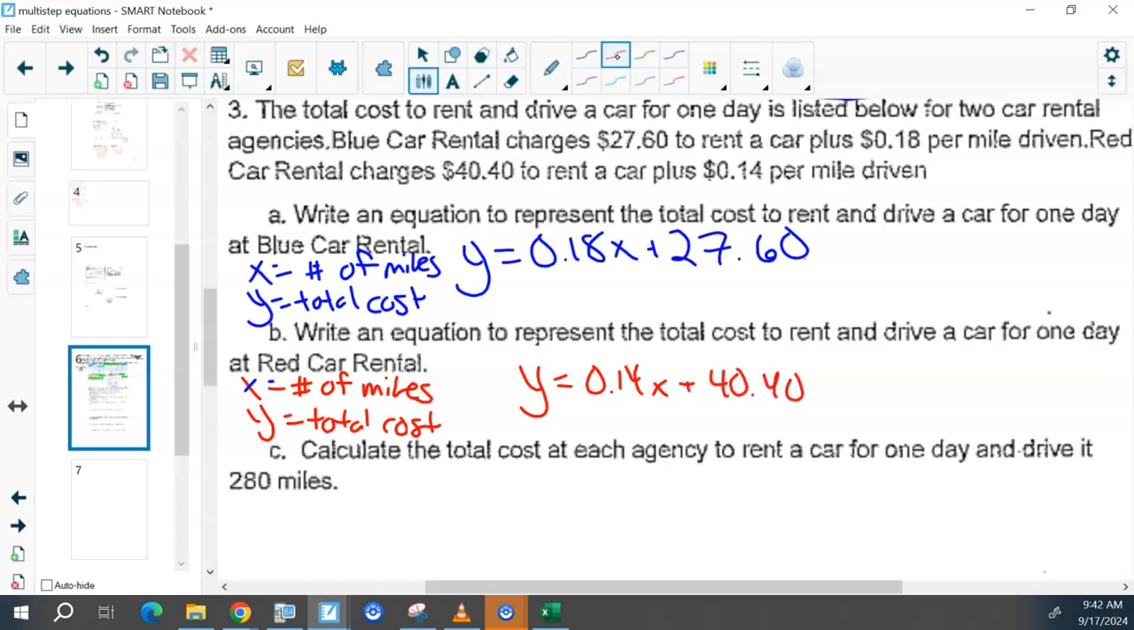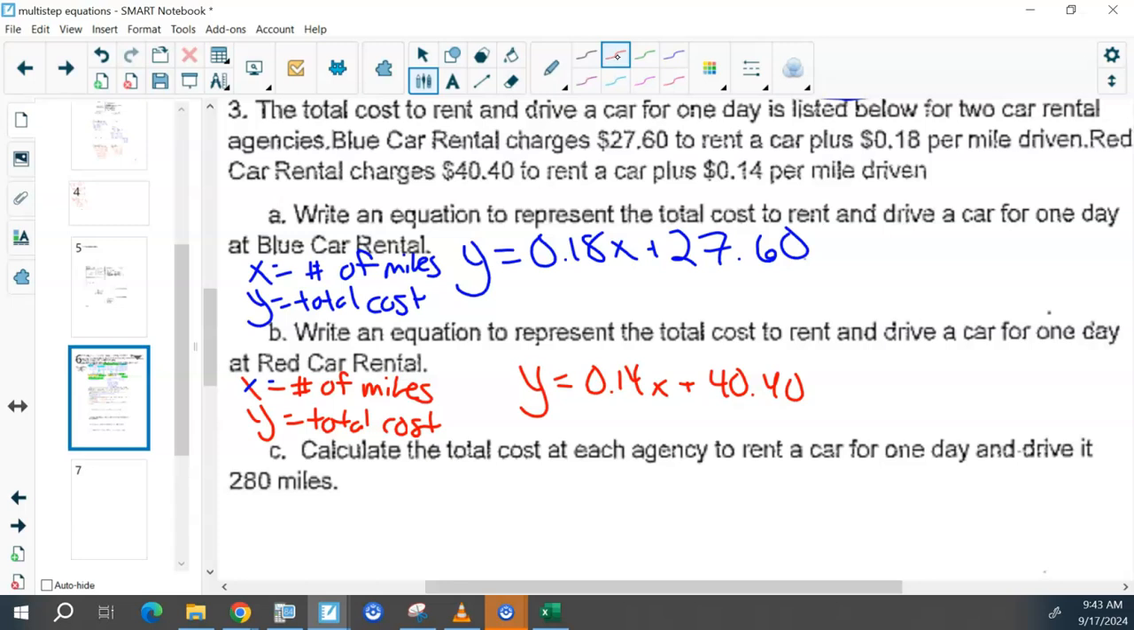Okay, the first 2, these should have been your equations. If you change the variables to something else, you just need to tell me what they mean. You should have defined them. X should be number of miles, Y should be total cost, unless you use different variables. If you switch these 2 and put 27.60 plus 0.18x, that is fine, as long as you have both, and you didn't put the x with the 27.60. Questions on those 2 before we continue?